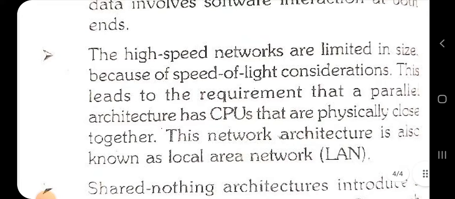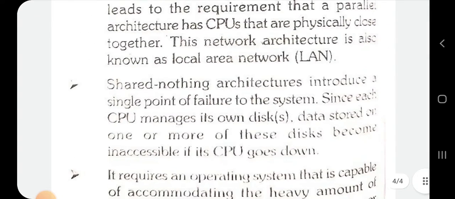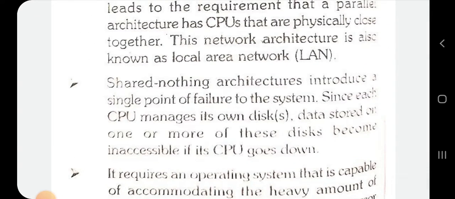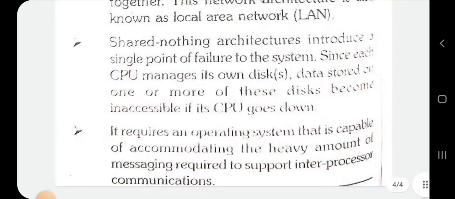High speed networks are limited in size because of speed of light considerations. If you are using a LAN, MAN, WAN, whatever network you are going to use. I don't want to read all these things. Just try to understand. The point is, if you have more CPUs, each with its own individual elements, these individual elements will not be utilized in a successful manner. Why? Because they are not shared among them. That is one of the major difficulties that you could find.